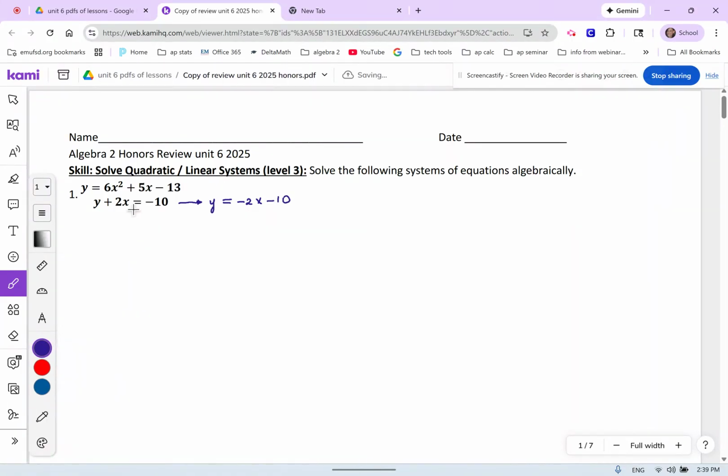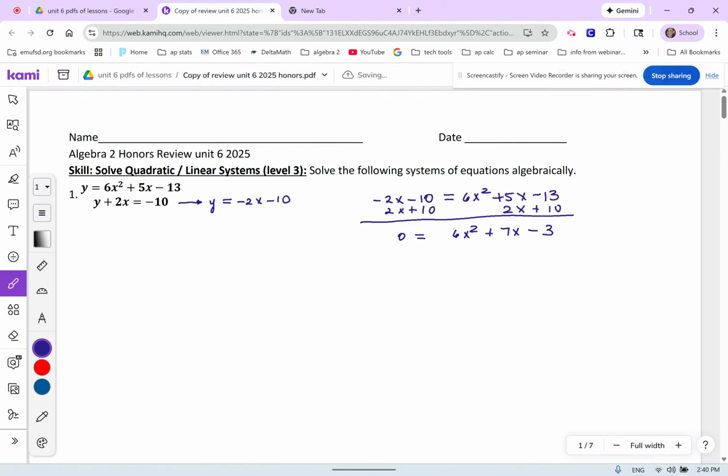Next, I know that these two y's are equivalent, so I can set the equations equal to each other. So negative 2x minus 10 is equal to 6x squared plus 5x minus 13. This is a quadratic equation, so I have to put it into standard form by adding 2x and adding 10 to both sides of the equation. I get 0 is equal to 6x squared plus 7x minus 3.